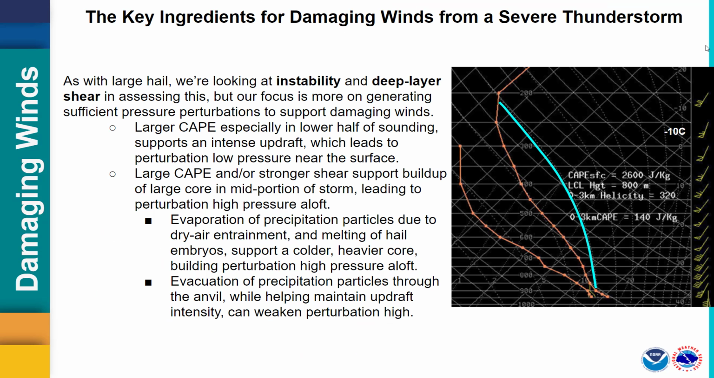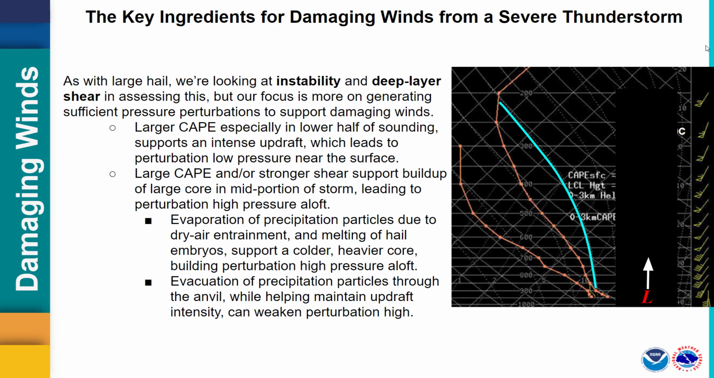The key ingredients for damaging winds include instability and deep layer shear, as we look at it for large hail. But our focus here is more on generating sufficient pressure perturbations to support damaging winds. To start with, we look for large CAPE down low in the lower half of the sounding. Where CAPE is lacking, then we would want more extreme low-level shear. We want conditions that favor an intense updraft down low. This leads to perturbation low pressure near the surface.